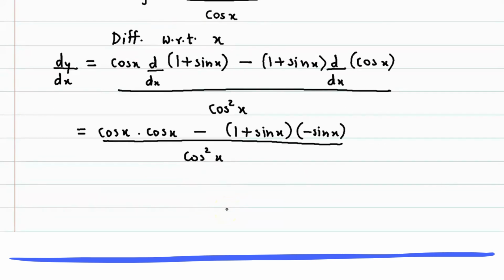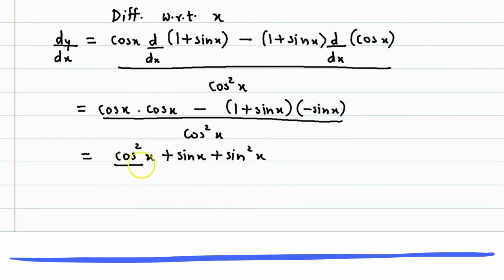Now let us simplify the numerator. Cos x into cos x becomes cos square x, then minus sin x into 1, that's minus sin x, and this negative sign here, so this becomes plus sin x. Minus sin x into sin x is minus sin square x, and this negative sign makes it positive, so plus sin square x, divided by cos square x.